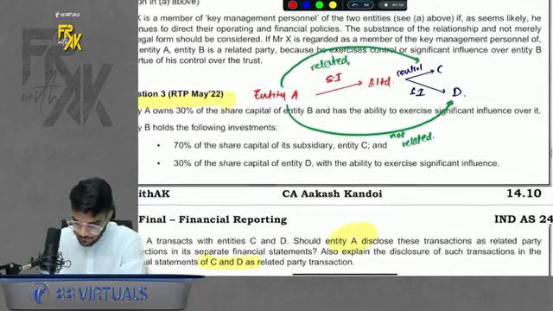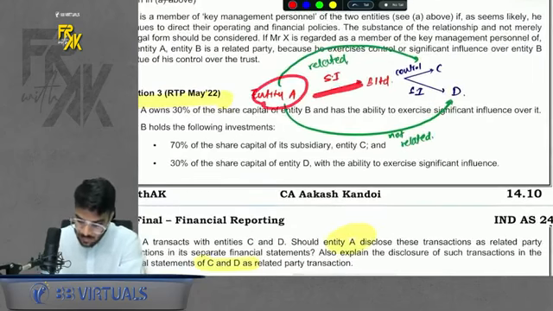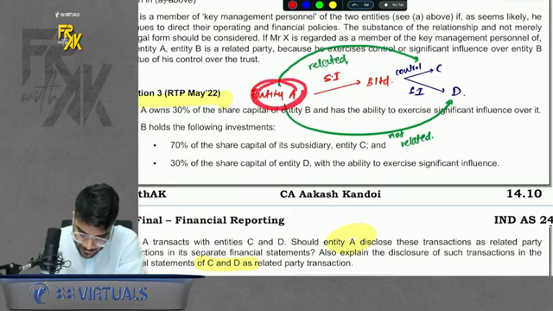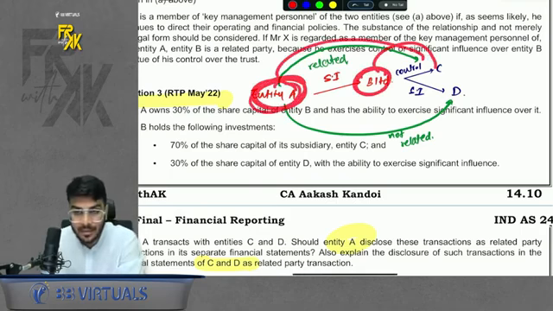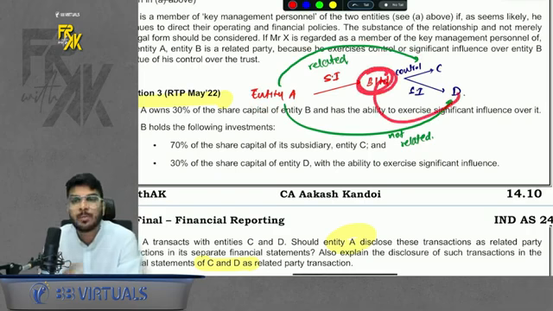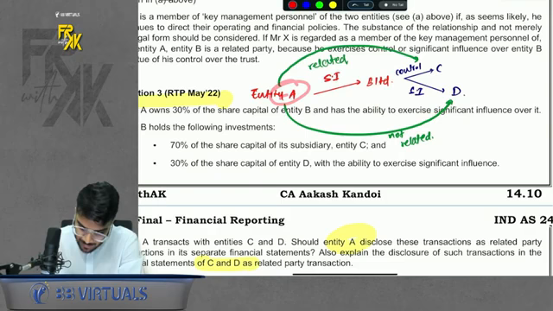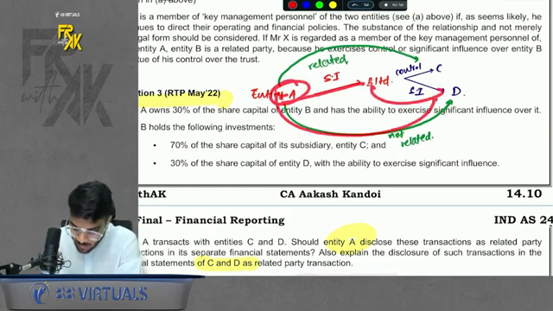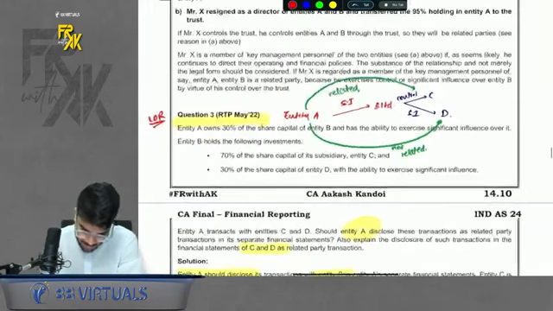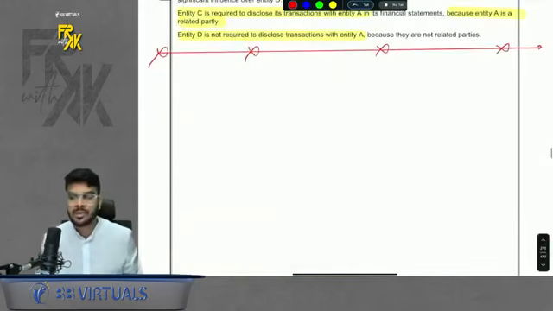Question number 3. Entity A has an influence in B. Now B has one subsidiary, one associate. So now for entity A, associate includes its subsidiary. So for entity A, C is related. But the associate won't be related to entity A. So if your associate has one more associate, then you are not related to that associate. This was also covered in the spoiler. So these are the important LDR questions which you have taken up.